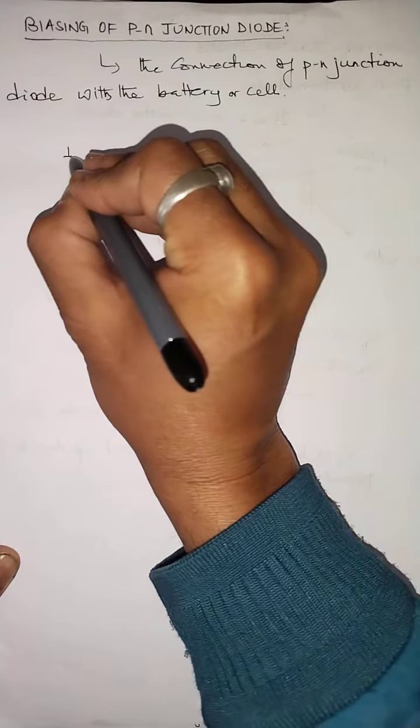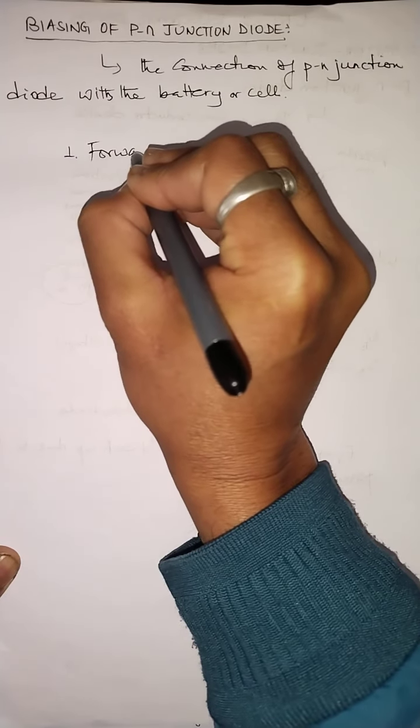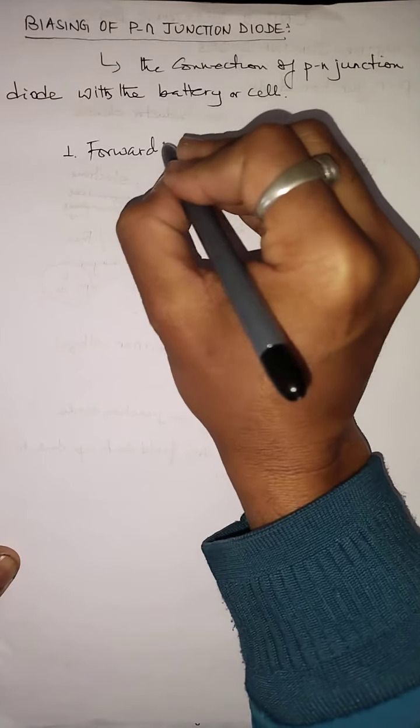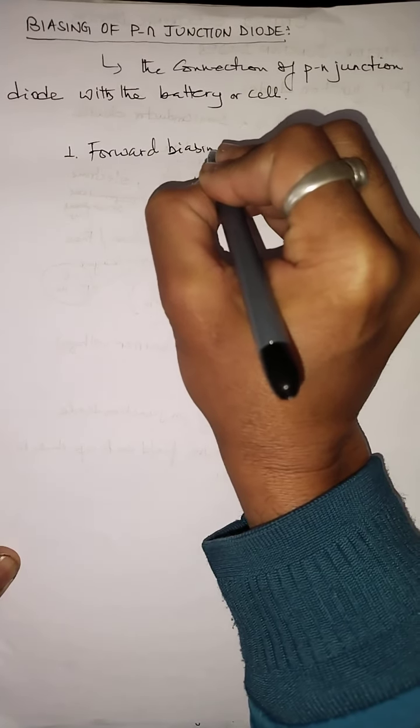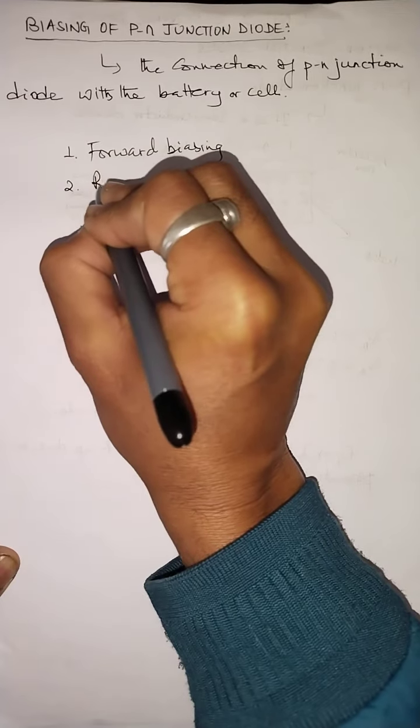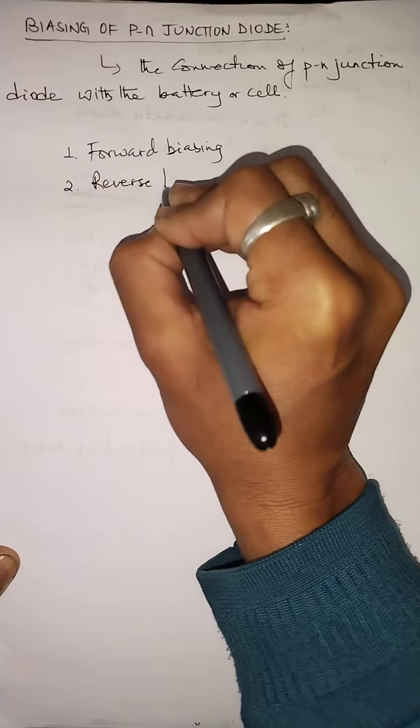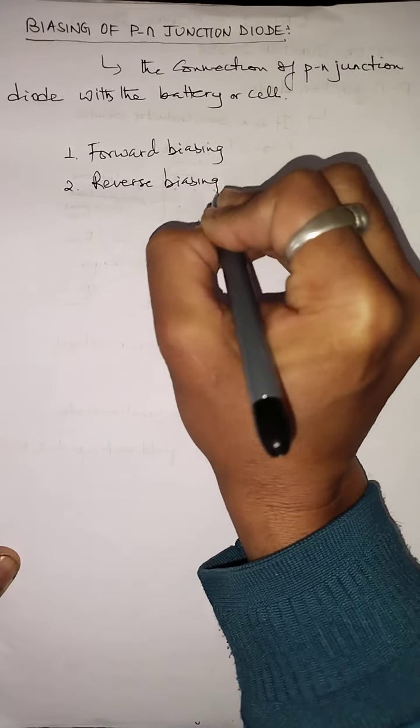Okay. Now there are two types of biasing that can be done in a PN junction diode. One is called forward biasing, and number two is called reverse biasing. So what is forward bias? Under what condition do we say that the PN junction diode is under forward biasing? Under what condition is it under reverse biasing? Now we are going to discuss that in detail.